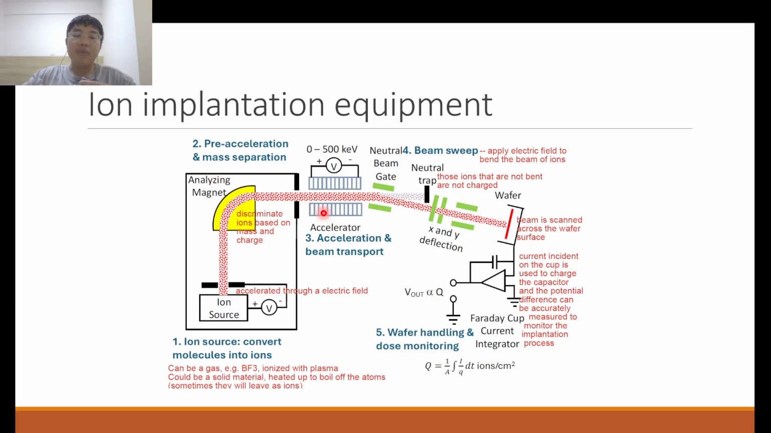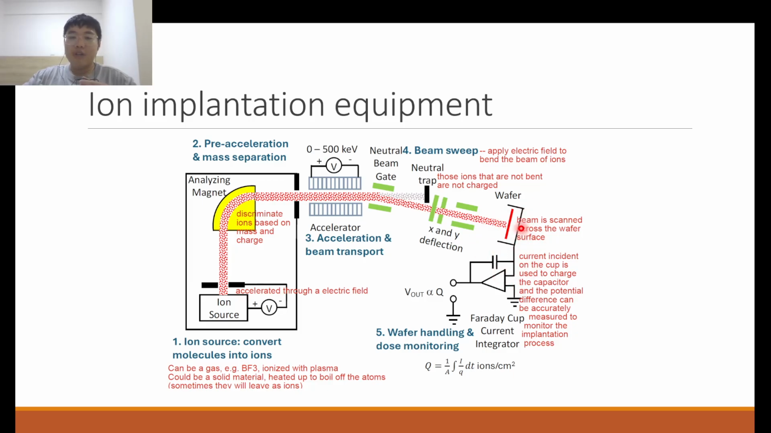So the equipment normally used for ion implantation, right, involves an ion source that converts molecules into ions. These ions are then discriminated based on their mass to charge ratio by an analyzing magnet. Then they are accelerated through an electric field, right? There's a mechanism in which the atoms, right, not ions, that are not charged are trapped, and those ions that are charged at a high velocity are then directed to the wafer.